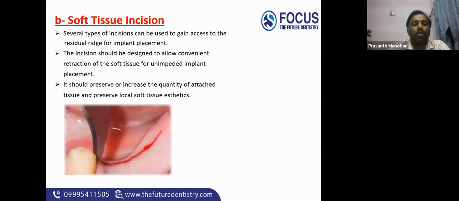Coming to soft tissue incision. The incision should be designed in such a way that maximum access to the residual ridge is obtained for the implant placement. We should try to preserve the maximum quantity of attached gingiva, and also we'll have to preserve the soft tissue for the aesthetics. Understood?